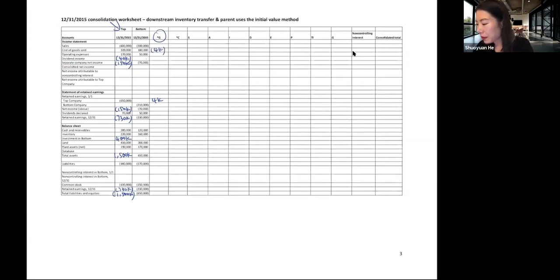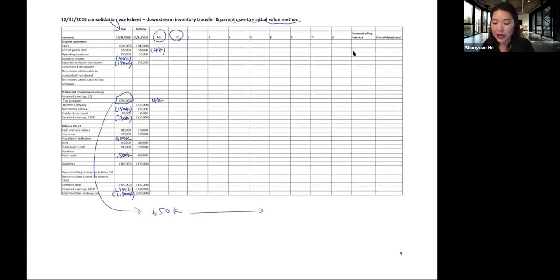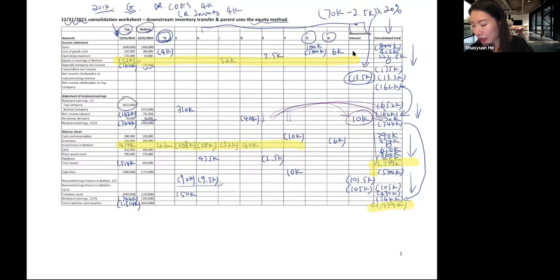And then because now the parent is using the initial value method, we have another star entry to make here, which is the star C entry. If you still remember the purpose of the star C entry, we have 650,000, which is the retained earnings if the parent has been using the initial value method. And then we need to convert it into the retained earnings as if the parent has been using the equity method. So we can just take the number here and convert it into 652,000.